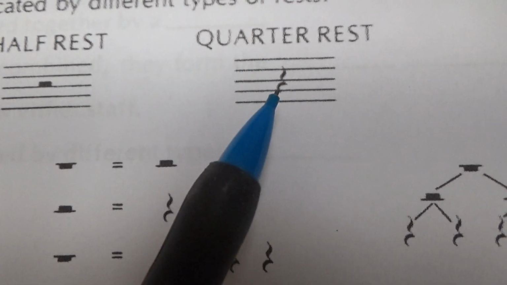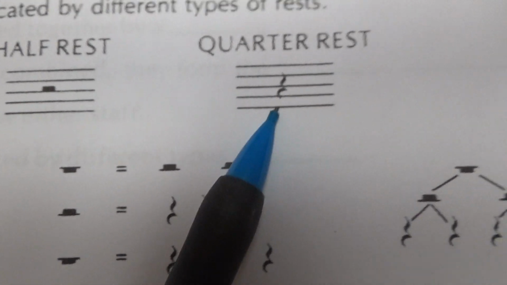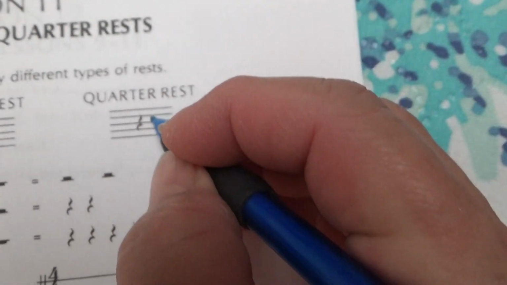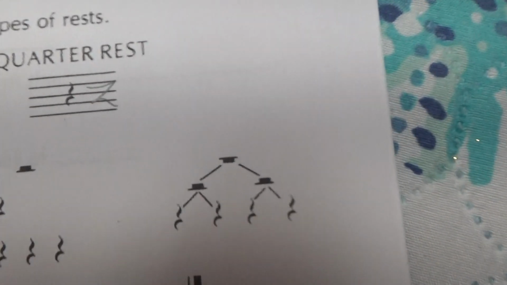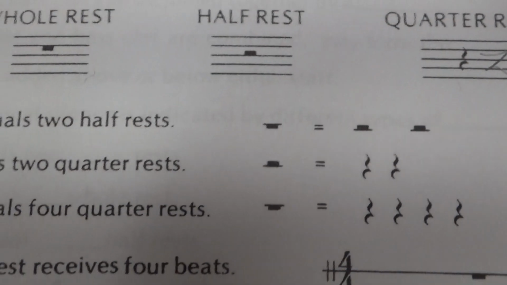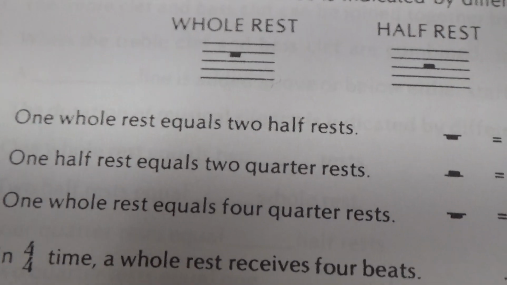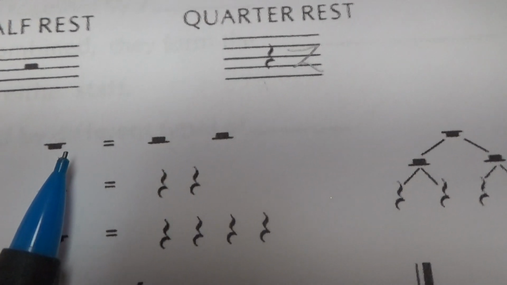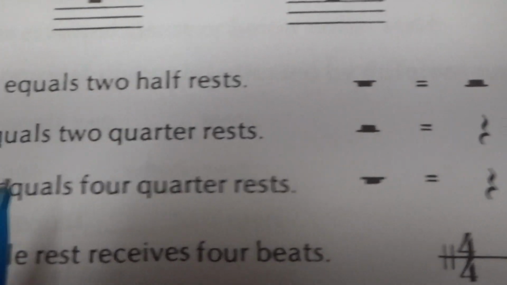The quarter rest looks like a squiggly line. Sometimes you also see it written like a Z. So you might see this, and that's also another way of indicating the quarter rest. So going on, 1 whole rest equals 2 half rests. Right, so 4 is 2 plus 2.